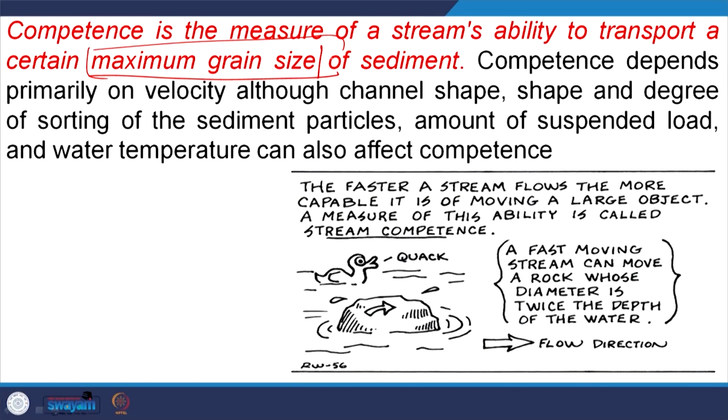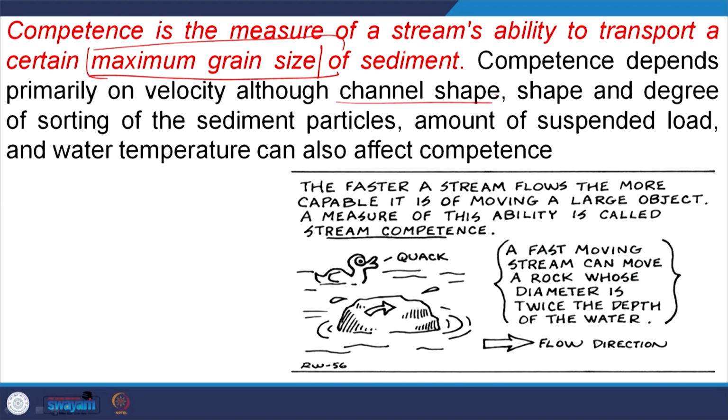So, competence depends primarily on velocity, although channel shape, degree of sorting of sediment particles, amount of suspended load and water temperature can also affect competence. So, these are the parameters affecting stream competence. The first depends primarily on velocity. Higher velocity means larger boulders can be transported. It also depends on the channel shape, whether the channel is narrow or wide.